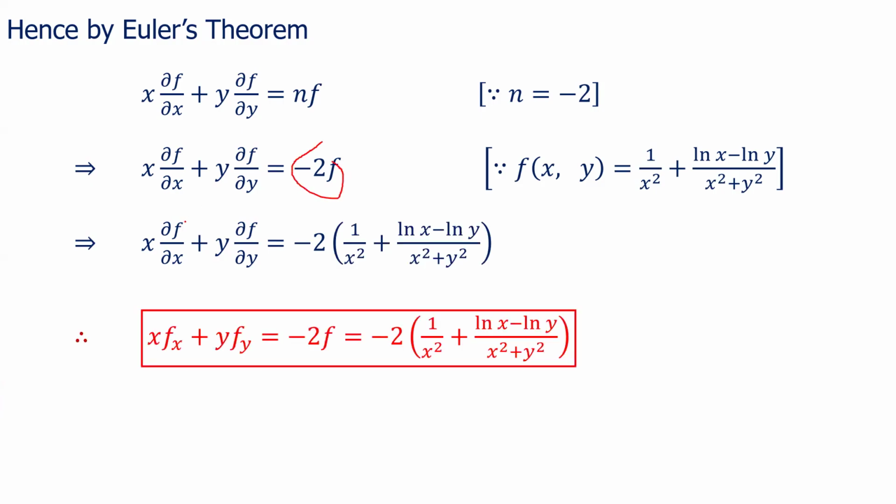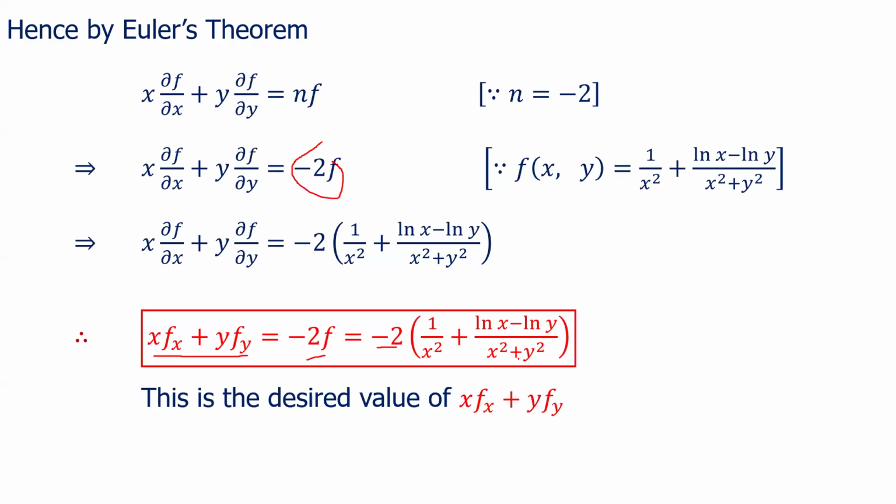Therefore, x del f del x plus y del f del y equals minus 2f, which is equal to minus 2 times 1 upon x square plus log x minus log y upon x square plus y square. This is the desired value of x del f del x plus y del f del y.